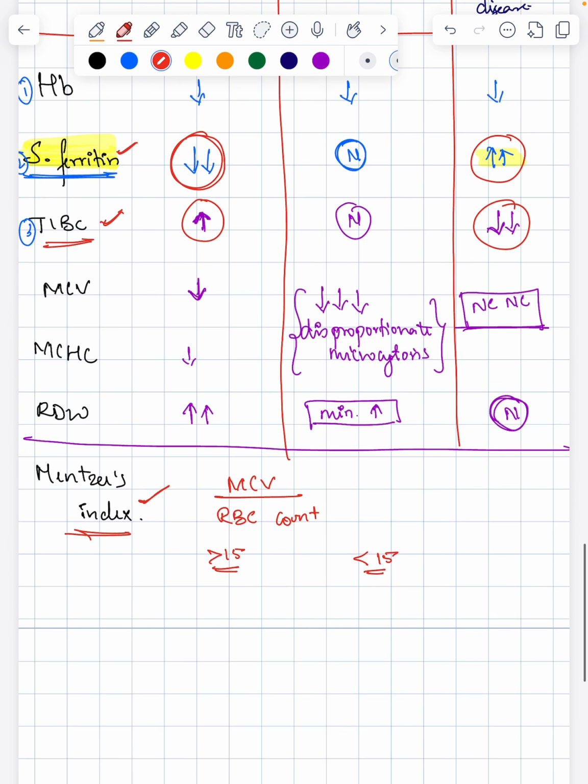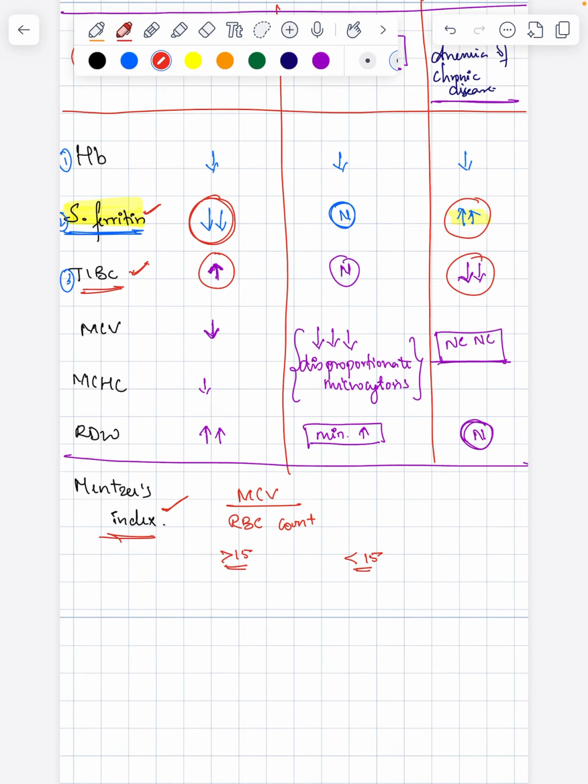Next is your Mentzer's index, which is very important for differentiating iron deficiency anemia and thalassemia. The value is more than 15 in IDA and less than 15 in thalassemia.